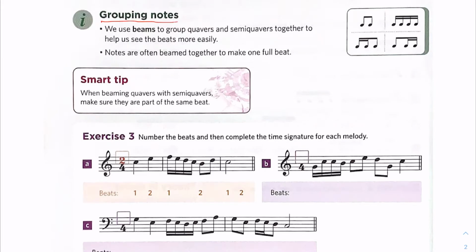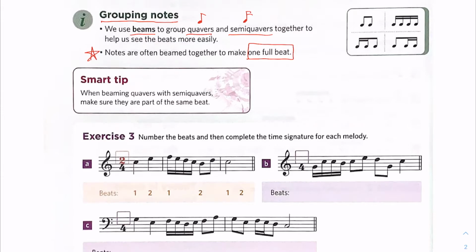Grouping notes. We use beams to group quavers, these ones with 1 tail, and semiquavers, the ones with 2 tails, together to help us see the beats more easily. Notes are often beamed together to make 1 full beat. Now this is very important. I'm going to put a star here because we always group the notes together so that they show 1 full beat. This is the easiest way for us to read the notes.